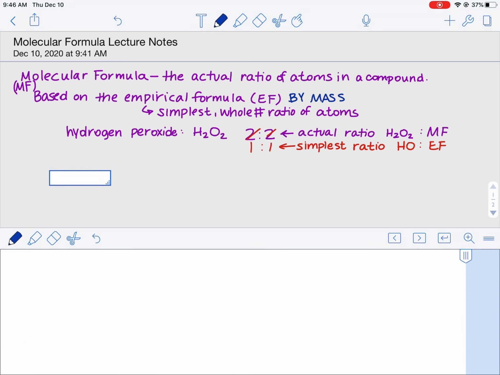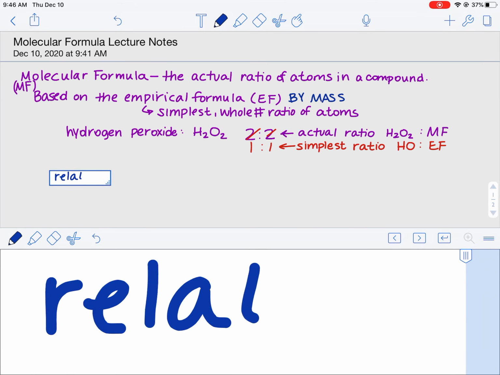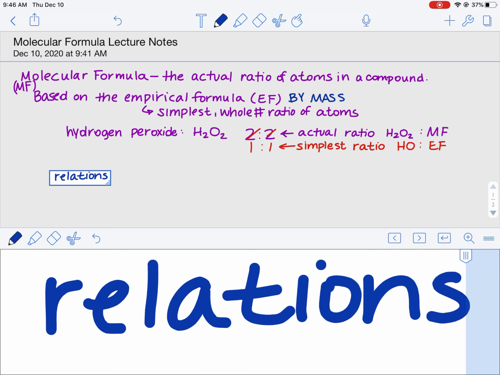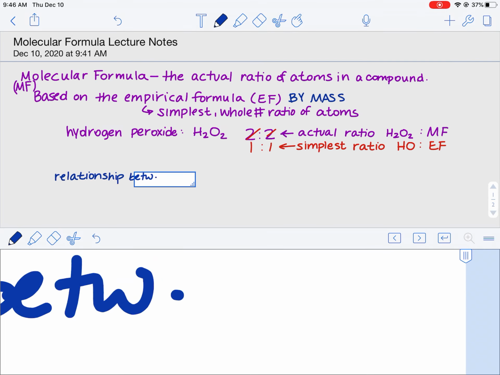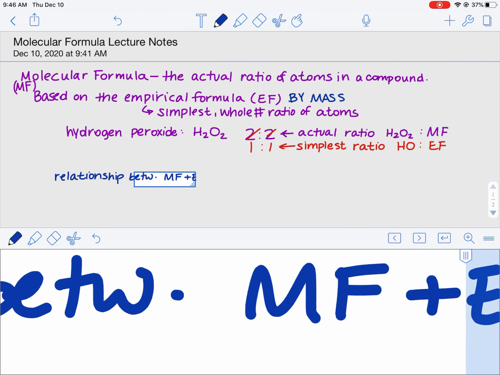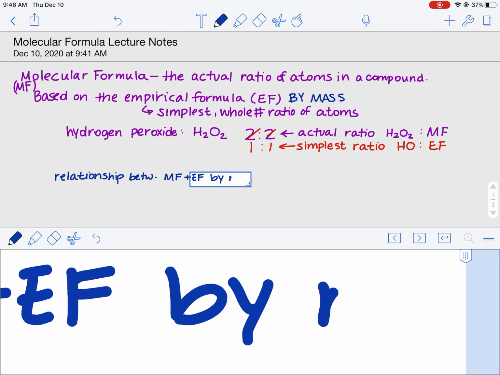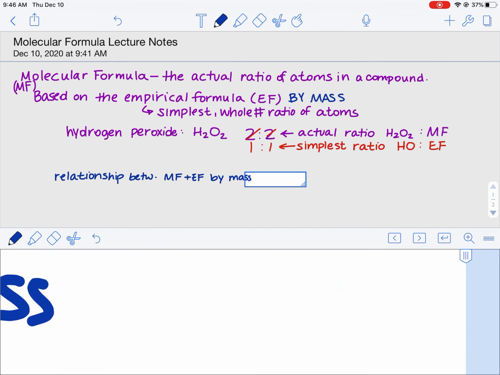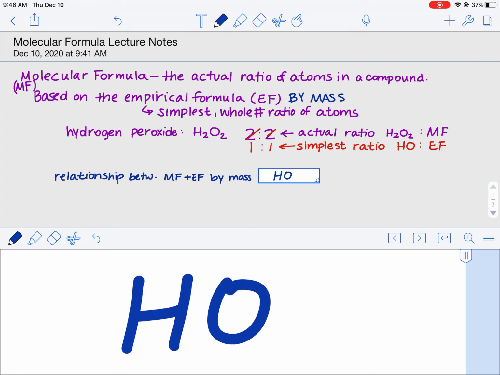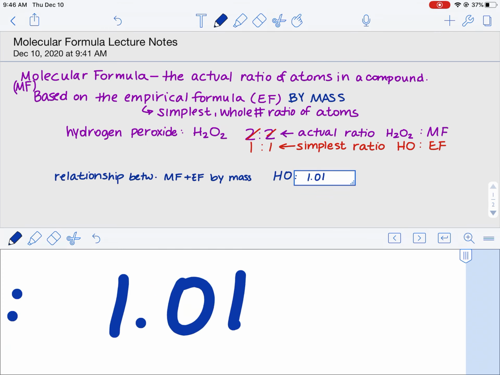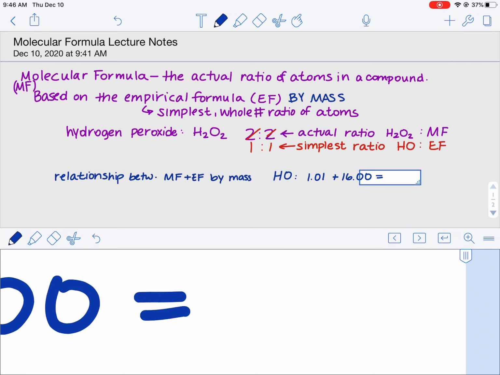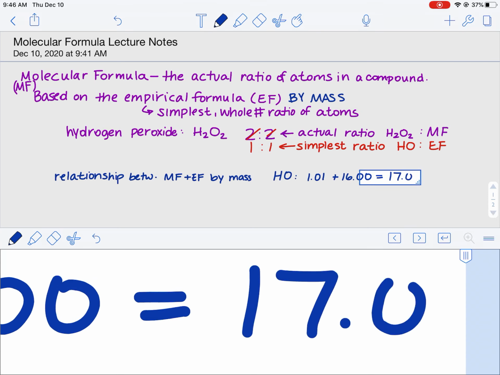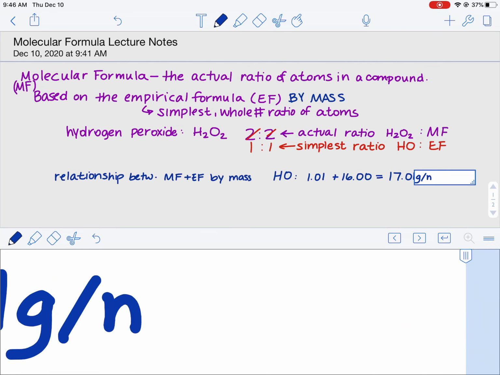Here's what I mean. The relationship between the molecular formula and the empirical formula by mass. We know that the empirical formula is HO, a 1-to-1 ratio. If I take the mass of one hydrogen atom and one oxygen atom, the mass of this simplest ratio is 17.01 grams per mole.